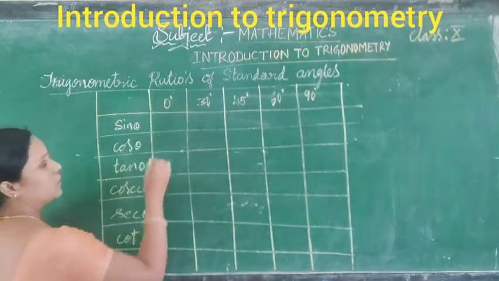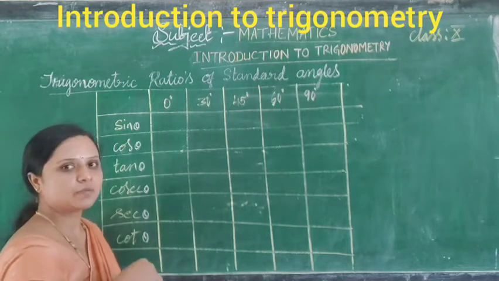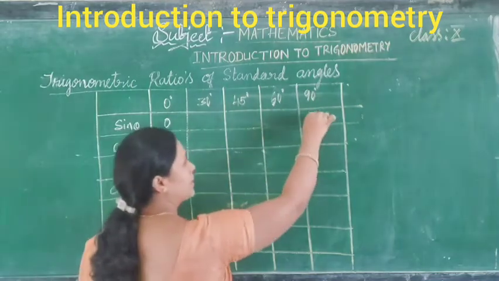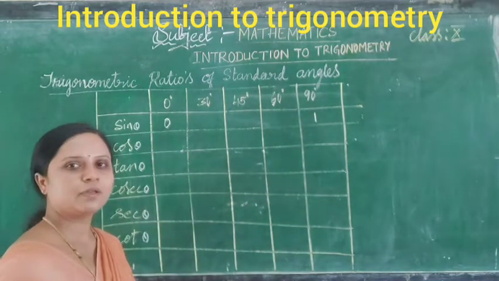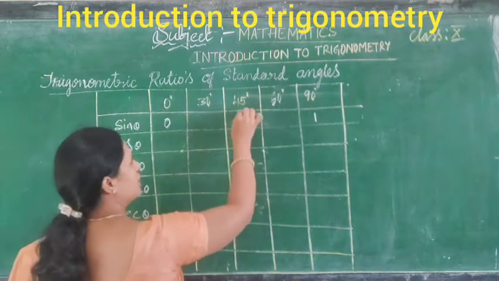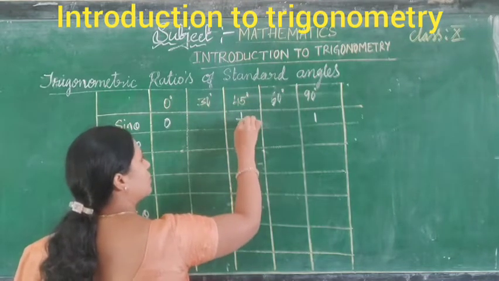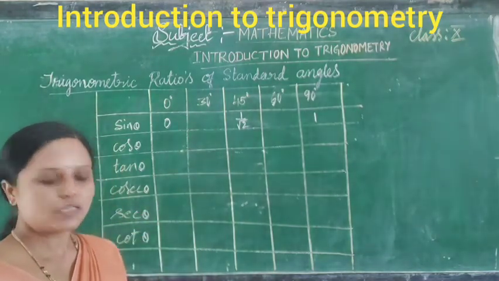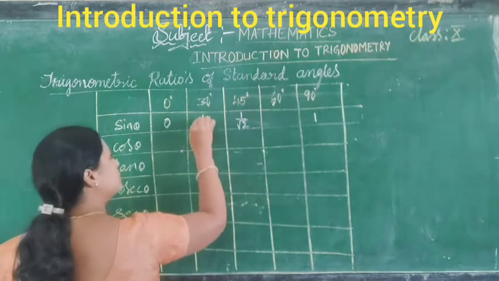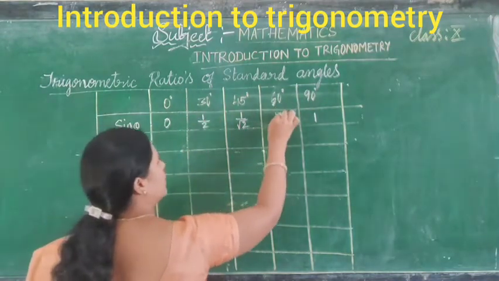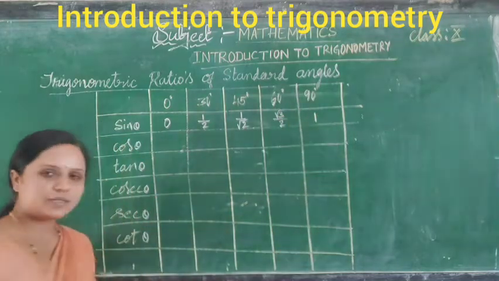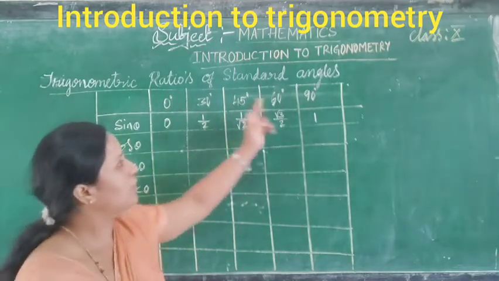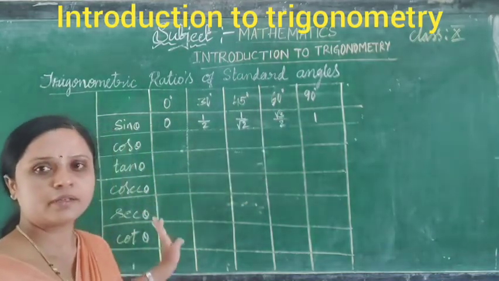What is sin 0? Yes, now only I will explain. Sin 0 is what? 0. What is sin 90? Sin 90 is what? 1. What is sin 45 degree? Sin 45 degree will be what? 1 by root 2. And what is sin 30? Sin 30 is what? 1 by 2. And sin 60 is what? Root 3 by 2. Students, you can easily remember how to write these angles of all the trigonometric ratios.